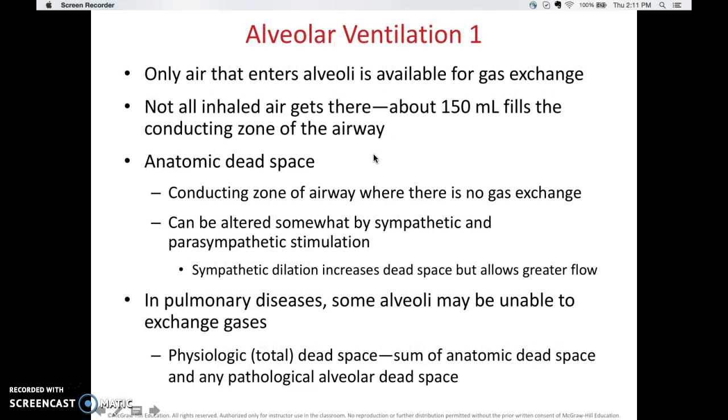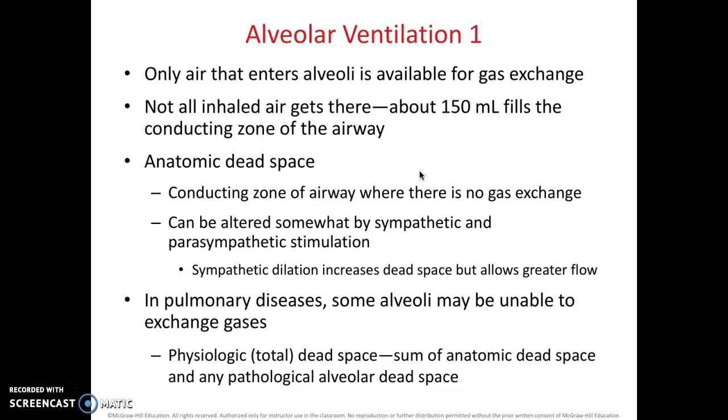So alveolar ventilation is an important concept. Only air that enters the alveoli is available for gas exchange. So this means that not all inhaled air is able to get to the alveoli. About 150 milliliters fills the conducting zone of the airway, which is anatomic dead space, meaning that there's no gas exchange. The amount of anatomic dead space can be altered somewhat by sympathetic and parasympathetic stimulation. So sympathetic dilation would increase the dead space, but it would allow greater flow of air. So it does have some benefits.